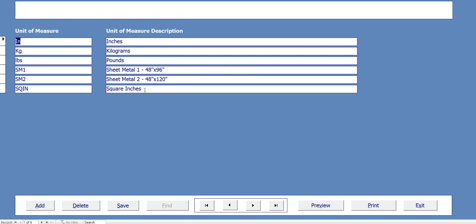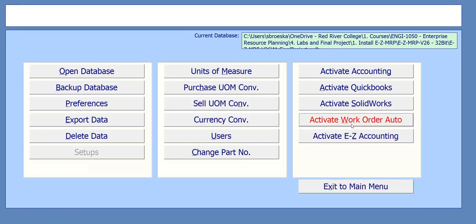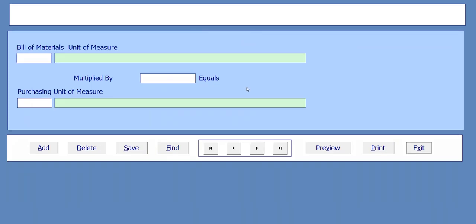Okay. So this is where it gets really important, because what if I make a part that is, I don't know, 500 square inches, and I need to know how many sheets to buy. So that's where the purchase unit of conversion comes in. So I'll exit this now, and I'm going to go to purchase unit of measurement conversion. So I don't buy anything in square inches, sheet metal wise. I buy it in sheets.